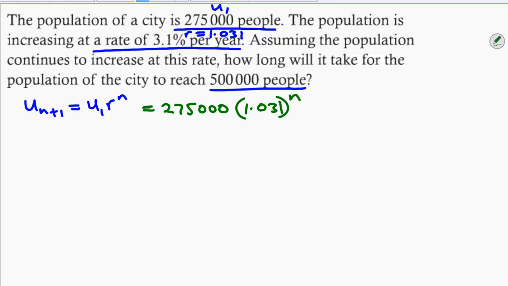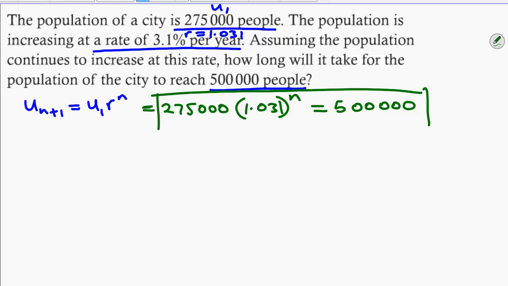But we want to find n when this is equal to 500,000. So we want to solve this equation here. Find the value of n when the left hand side is equal to the right hand side. Now there is a program on your calculator that can solve this. It's called solve. So we are going to use solve.